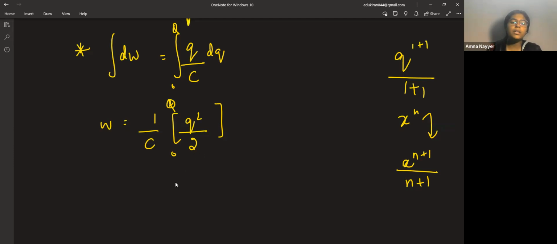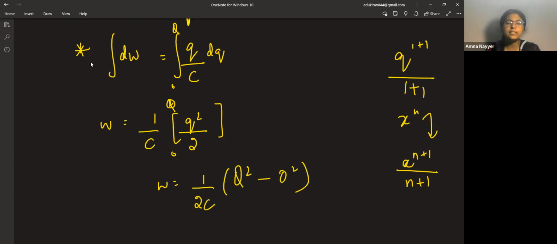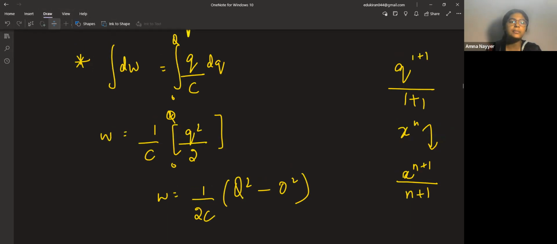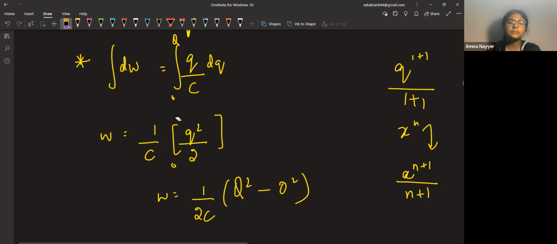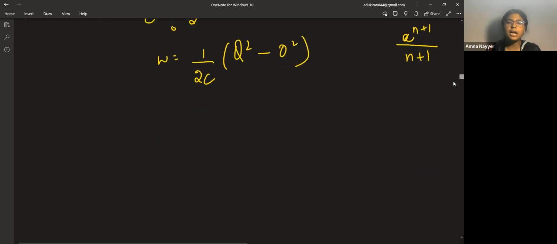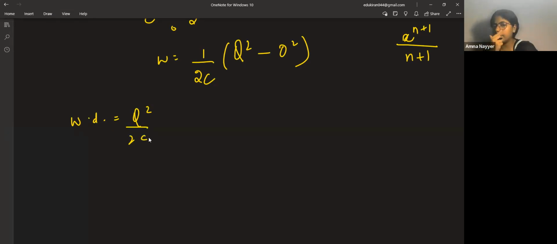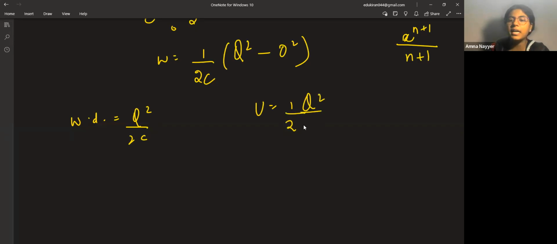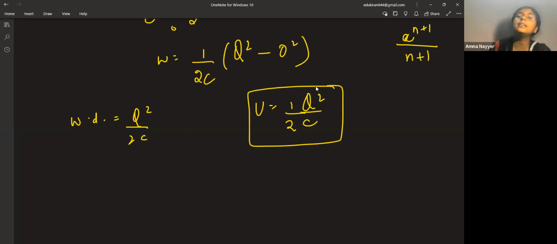All right. So now when we substitute in the values, work done becomes 1 by 2C times capital Q square minus 0 square. Yes, upper limit first, then the lower limit. This is the upper limit, which is Q. So what is the formula that we are obtaining? Work done is equal to Q square by 2C, because 0 square will be 0. So this entire work done gets stored in the form of potential energy. All right. So your potential energy is actually half Q square by C. This is the formula of energy stored within a capacitor.